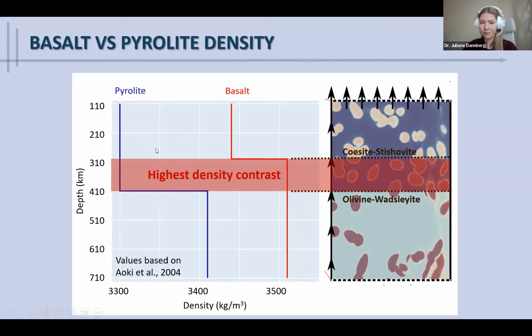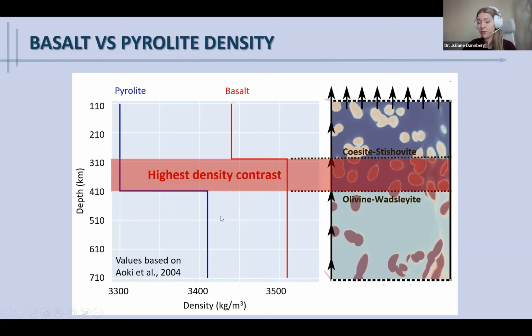And so what we can see, what we already saw in the previous models, is that in this depth range between 300 kilometers and 410 kilometers depth, that's the region where basalt has the highest density contrast compared to pyrrolite. That's because at 300 kilometers, we have the coesite-stishovite transition, where we increase the basalt density. And then at 410 kilometers depth, we have the olivine-wadsleyite transition, where the density of pyrrolite increases. And so that means between these two transitions, the density difference between basalt and pyrrolite is around twice as much as the density difference below.